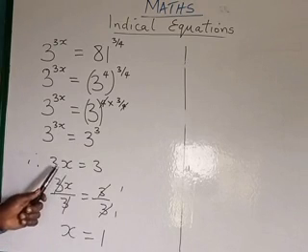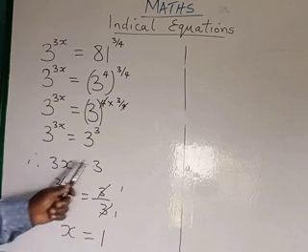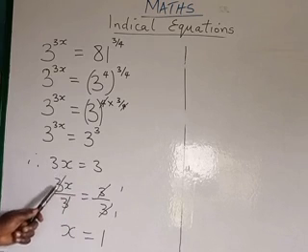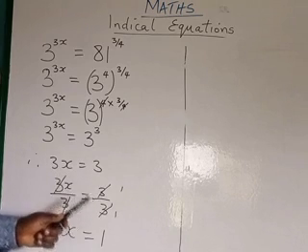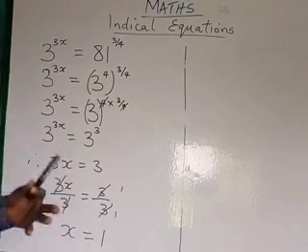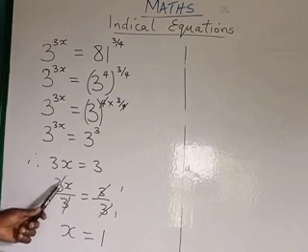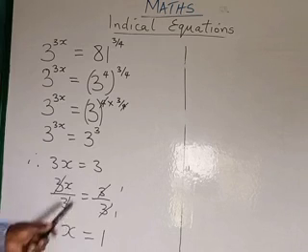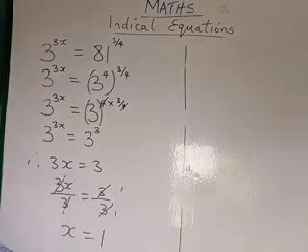So if we want to allow x to remain, we must cancel out this 3. And that's why we divide both sides by 3. Because we cannot divide one side by 3 and leave the other side. If you divide both sides by 3, the equations still remain equal and balanced. So 3 cancels 3, we have x remaining. And 3 cancels 3, we have 1 over 1. And 1 over 1 is the same thing as 1.